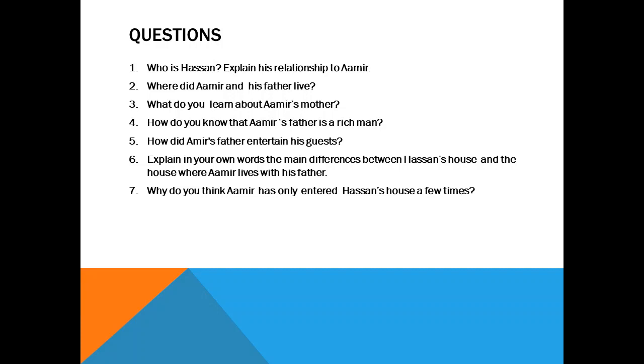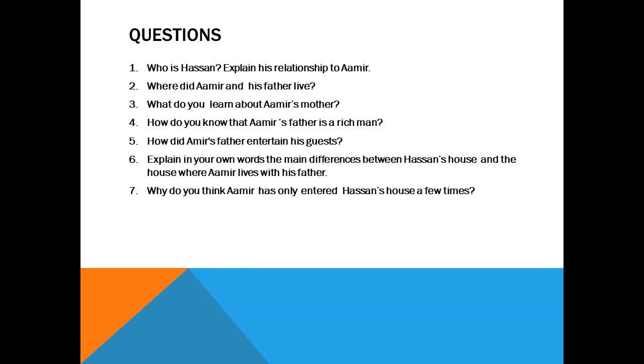How do you know that Amir's father is a rich man? So there are many instances in the passage which indicate that Amir's father was a rich man. How did Amir's father entertain his guests? So, a little instance has been mentioned in the passage as well, that how he used to entertain his guests. Question number 6 is, explain in your own words the main differences between Hassan's house and the house where Amir lives with his father. If you just listen to the passage, you can easily tell what were the differences between the residences of both these boys.